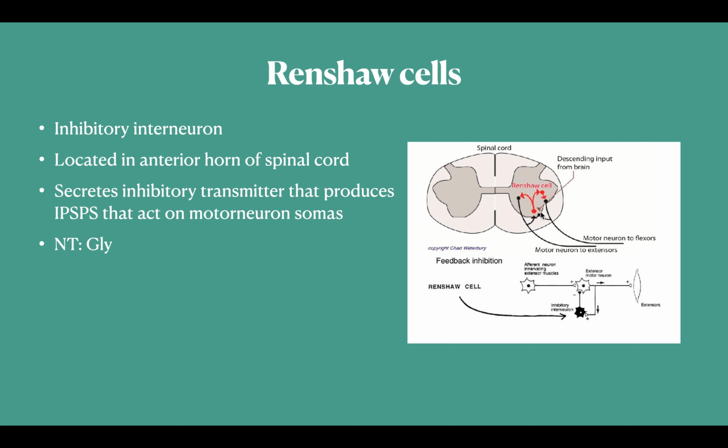Renshaw cells, just to go off on a little bit of a tangent, are your inhibitory interneurons. They're located in your anterior horn, and they secrete an inhibitory transmitter that produces IPSPs that act on the motor neuron somas, and the neurotransmitter is usually glycine.